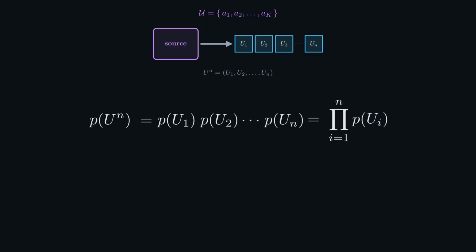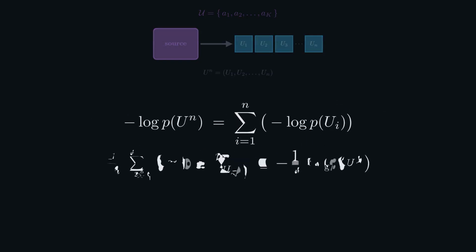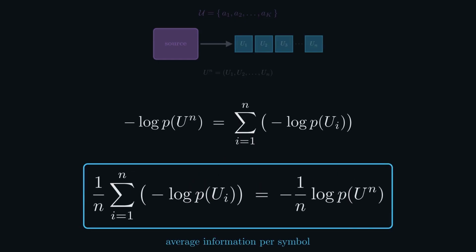But how informative is this sequence? Recall that the information of an event is given by the negative log of its probability, which lets us turn this product into a sum. What if, instead of the total information of the sequence, we wanted to see how informative each symbol was on average? We could divide by n to find the average information per symbol.